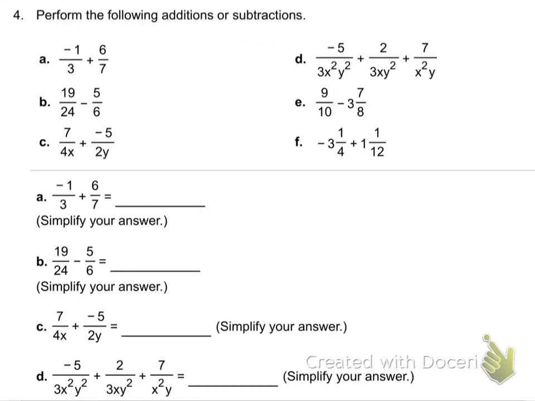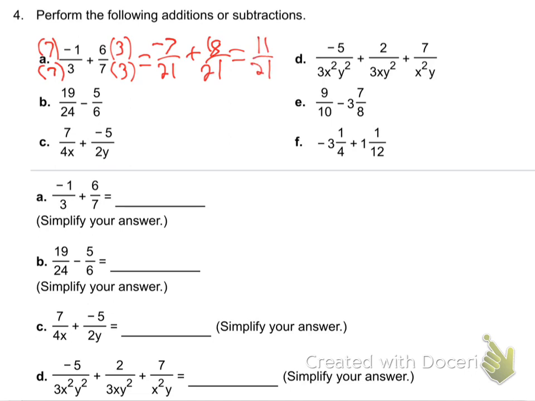Okay, so on number 4, we want to add fractions. Remember, to add fractions, you need a common denominator. Multiply top and bottom by the common denominator to get minus 7 21sts plus 18 21sts. Just use your calculator. What is that? 11 21sts. There we go.